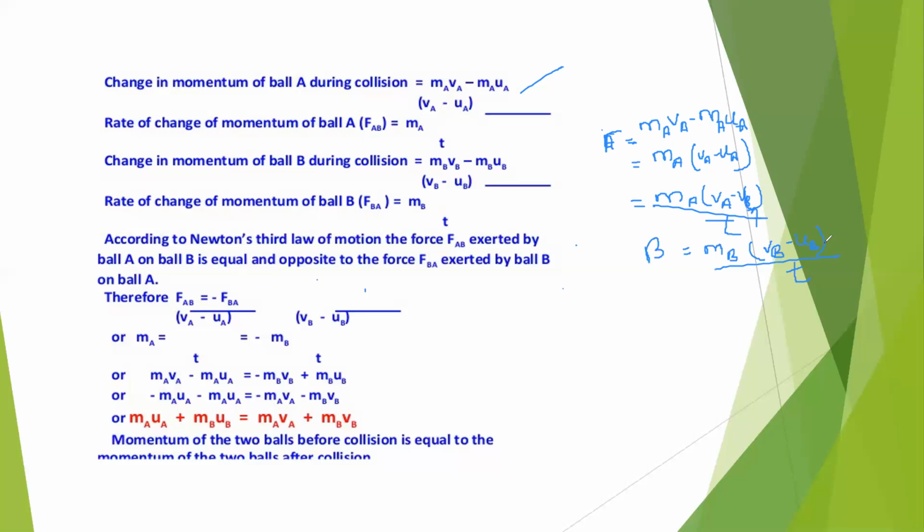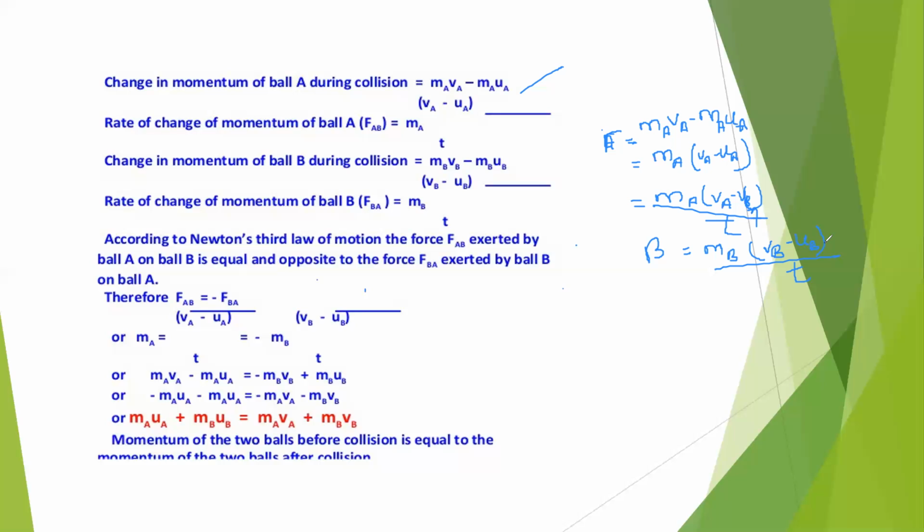Now see how Newton's third law is applicable here. See the next paragraph. According to Newton's third law of motion, the force exerted by ball A on ball B is equal. So whatever the force is acting, no doubt ball A has more velocity than ball B, but whatever the force exerted by A on B and B on A, it is the same. It is the same, but in the opposite direction.